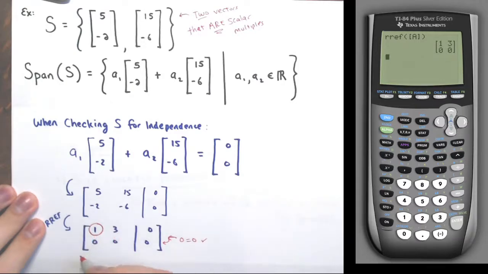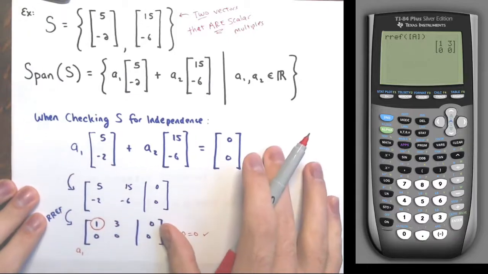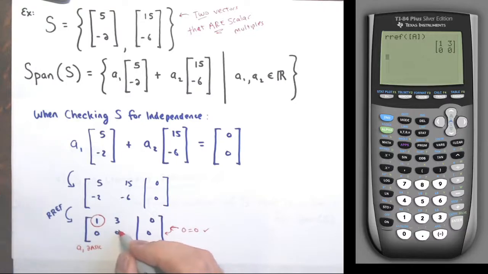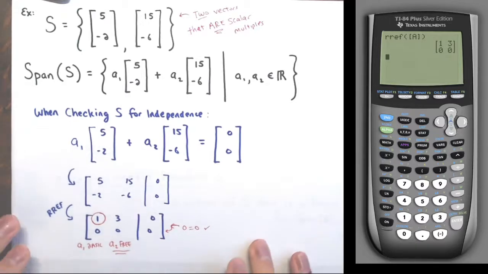So A1, when I'm solving for A1 and A2 in this equation, A1 would be considered a basic variable, right? Because that first column with the coefficients of A1 has a pivot. And A2, the second column that corresponds to coefficients of A2, doesn't have a pivot. So A2 is what they call a free variable, right? Meaning it can take on any value you want, any real number value you want.